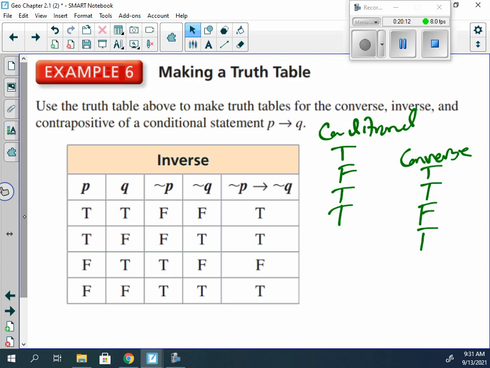Does that look similar to one we already have? It matches up with what? The converse. And as we said on Friday, the truth value of the converse will always be the same as the inverse. They will always work out to be the same. Any questions on this here?